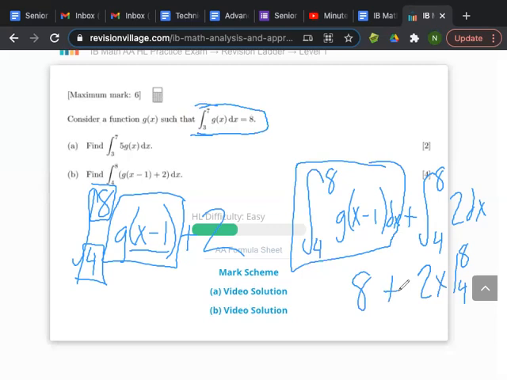How do I do it when I have the bar at the end? What do I do with my boundaries? Upper boundary minus lower boundary. So I put them in, upper minus lower. So I'd have 16 minus 8, which is 8. So 8 plus 8 is 16.